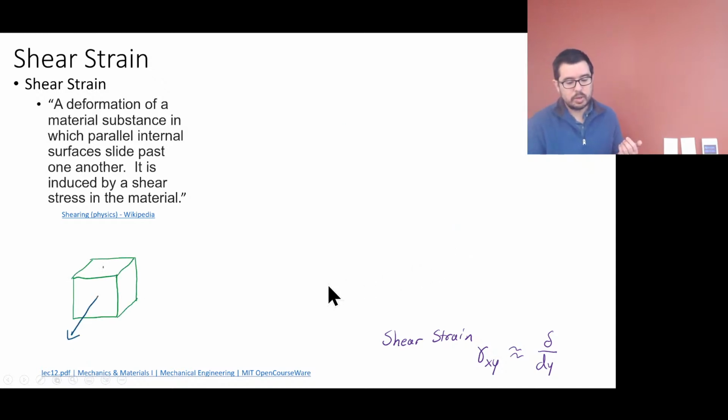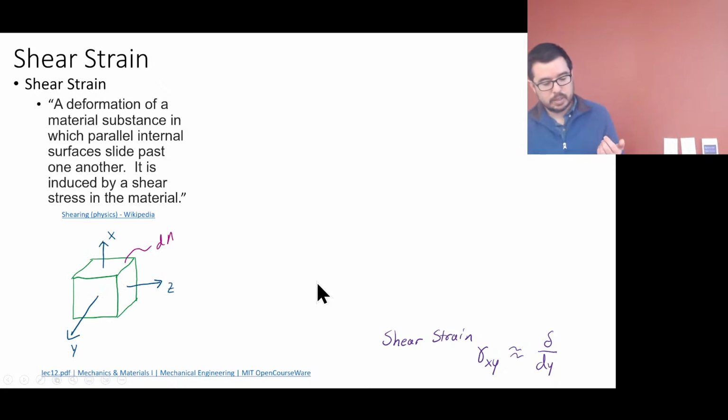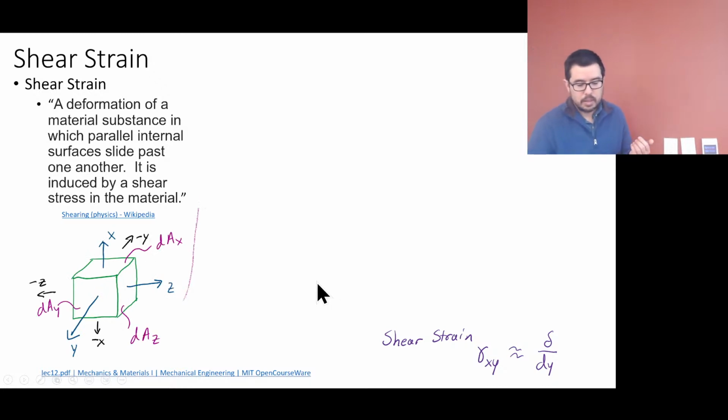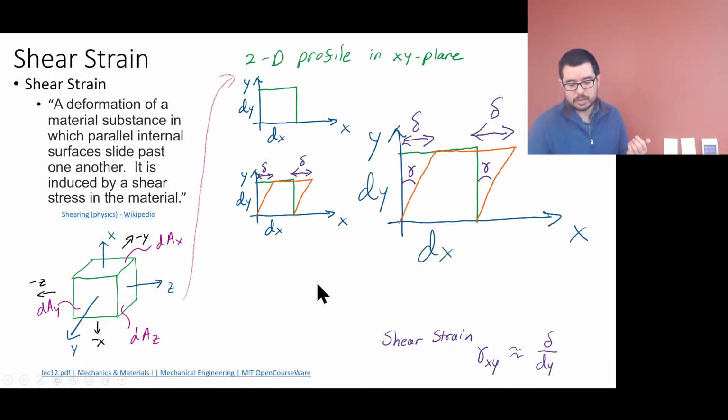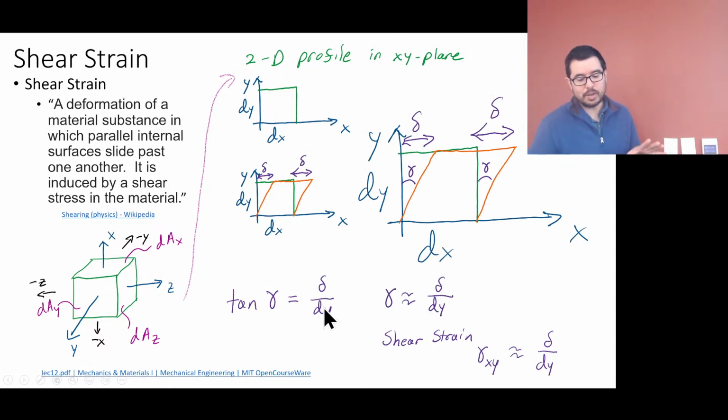So shear strain, it's the same thing. Sorry. All right, so we've covered shear strain, and we'll cover how to calculate shear strain based off of shear stress soon. But this is just the definition of what shear strain is.